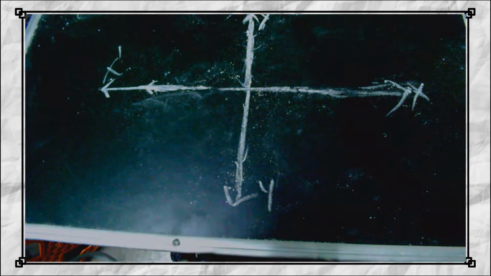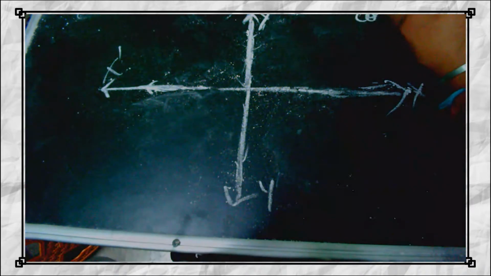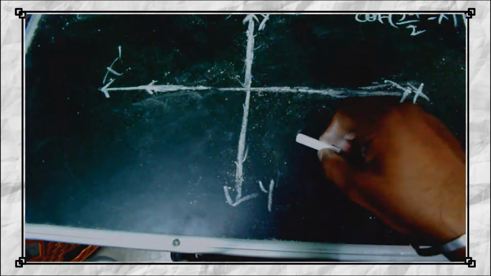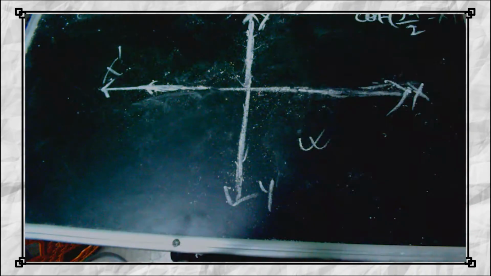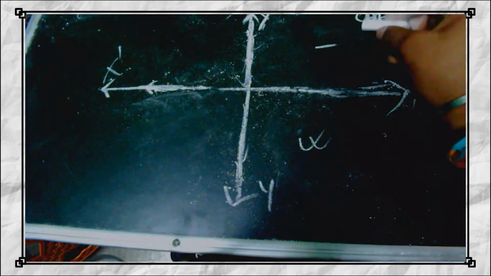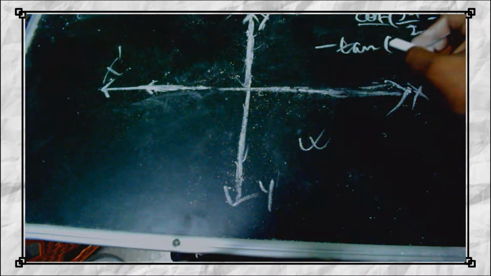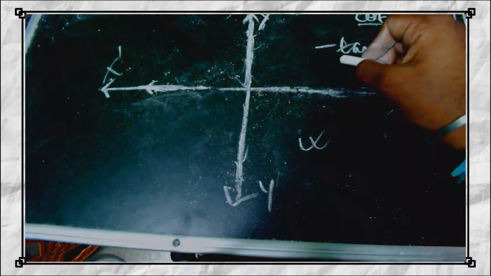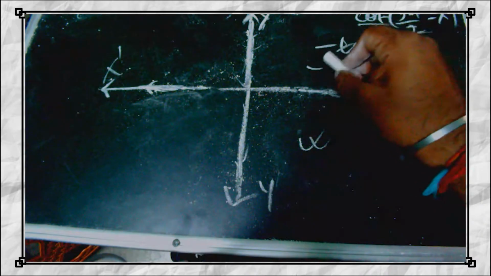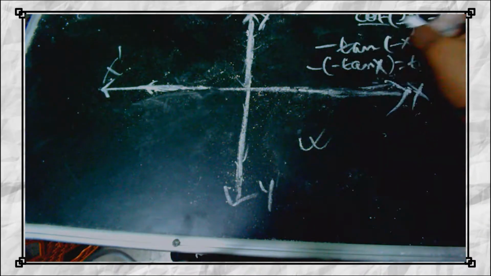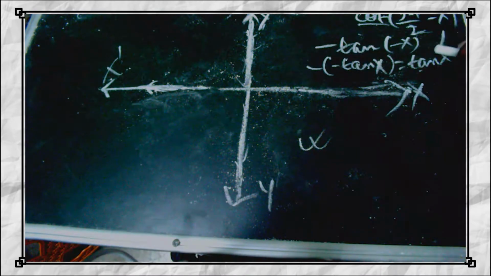Now we will calculate the value of cot of 3 pi by 2 minus x. 3 pi by 2 is here and minus x is somewhere in the fourth quadrant. The value of cot in the fourth quadrant is negative, so the sign will be negative and the ratio will be changed to tan and the value of the angle will be minus x, and tan of minus x is minus tan x, so minus of minus tan x is tan x. So the value of cot of 3 pi by 2 minus x is tan x.